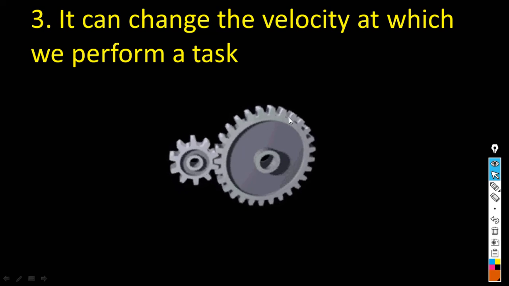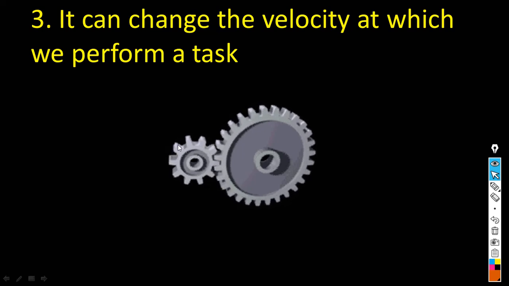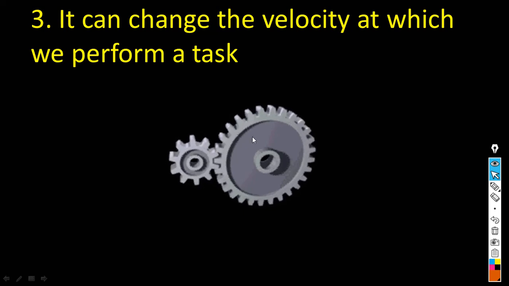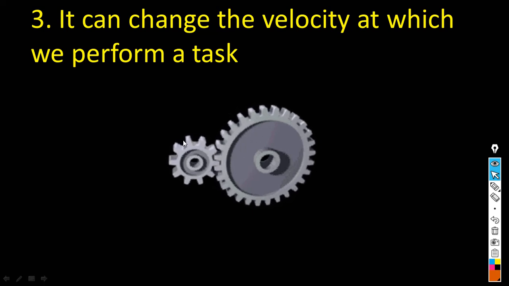For example, if your hand is rotating this gear with this rotational velocity, you can change that velocity by coupling it with another gear, and now you have also rotational motion, which is a little faster. Can you see? Or conversely, if you are rotating this smaller gear with this rotational velocity, you can make it slower by coupling it with a bigger gear. Okay, so that's how you can change the velocity at which you perform any task. In this case, rotating a gear.